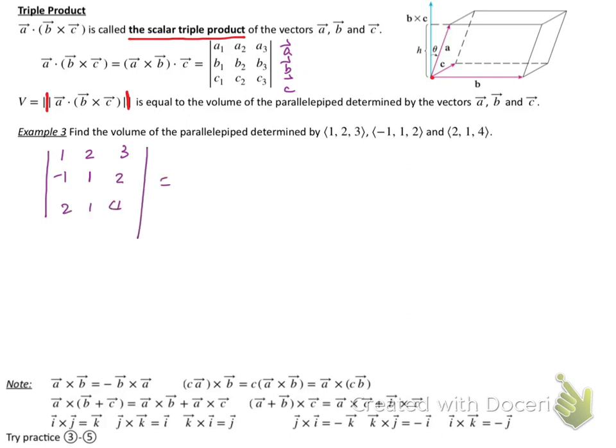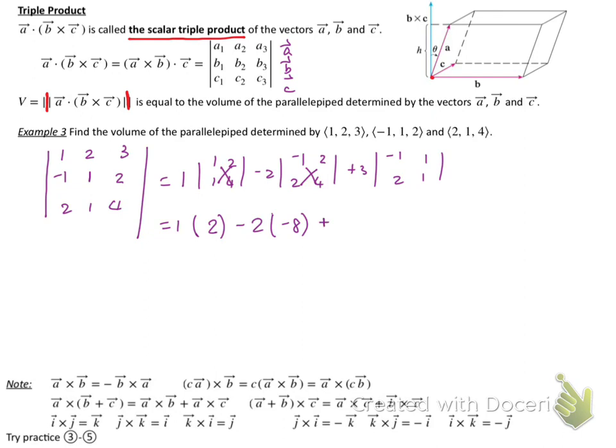And then this is 1 times the determinant of 1, 2, 1, 4, minus 2 times the determinant of negative 1, 2, 2, 4, plus 3 times the determinant of negative 1, 1, 2, 1. Then it's 1 times 4 minus 2 is 2, minus 2 times negative 4 minus 4, negative 8, plus 3 times negative 1 minus 2, negative 3. So that gives me 2 plus 16 minus 9, which is 18 minus 9, 9.